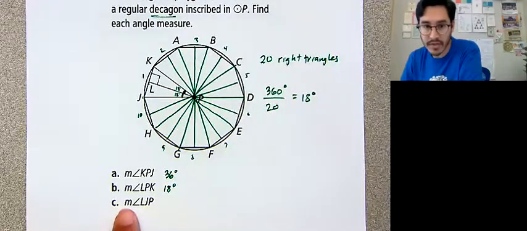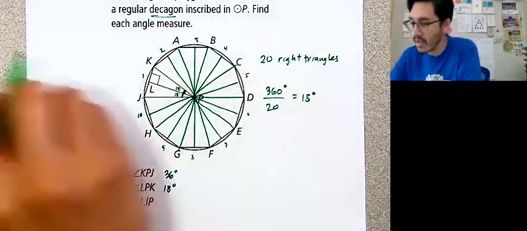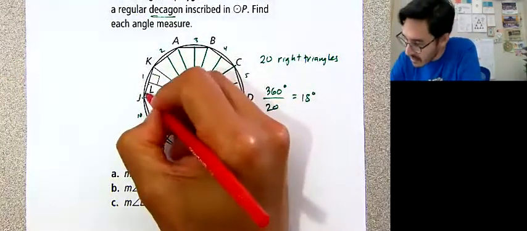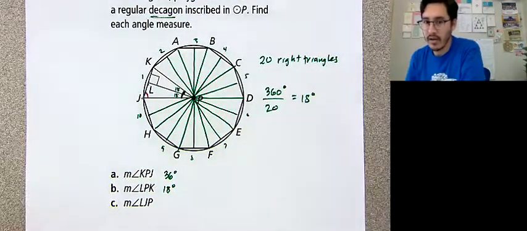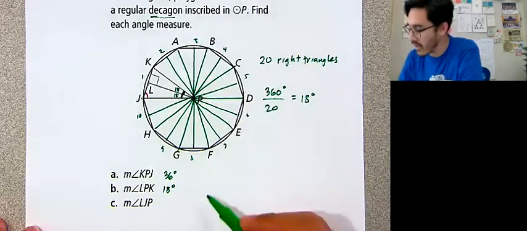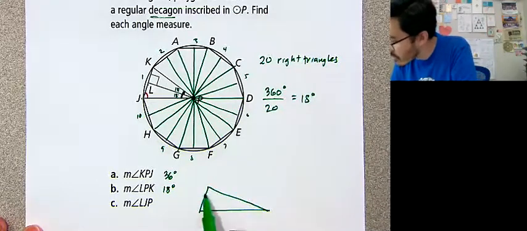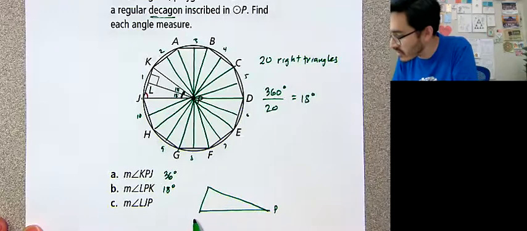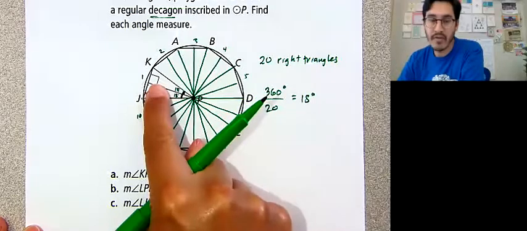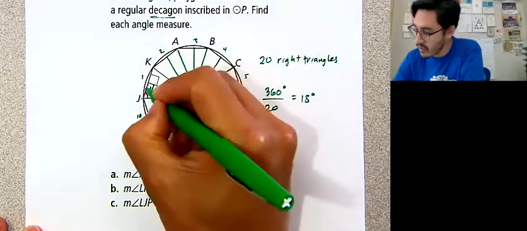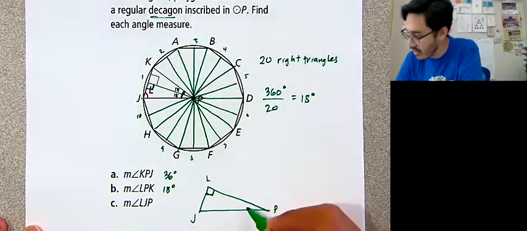The third question is to find the measure of angle LJP. Okay, so LJP, let's use another color, is that angle right there. Let's just focus on that triangle. I'll draw it here as best as I can. So this is P, the center of the circle. That's J, and that's L. Notice that we have a right angle here, and we know that this is 18 degrees.